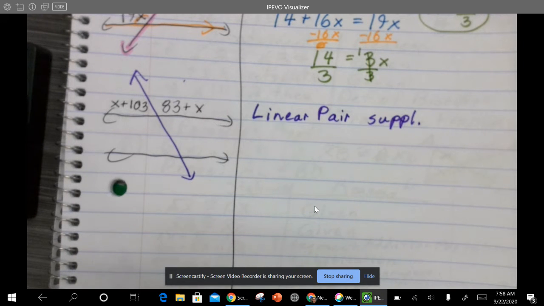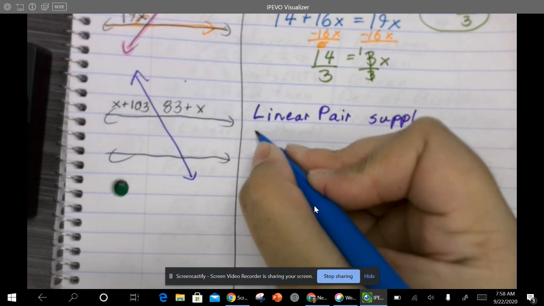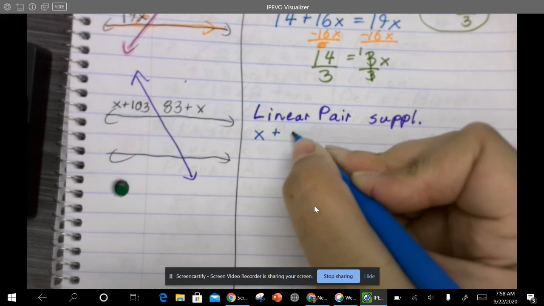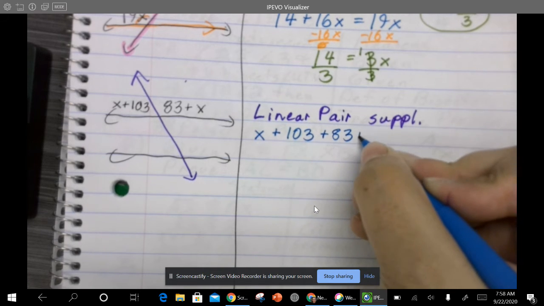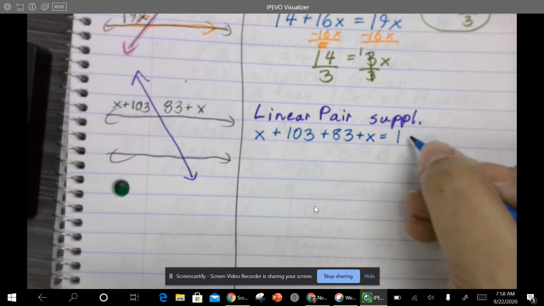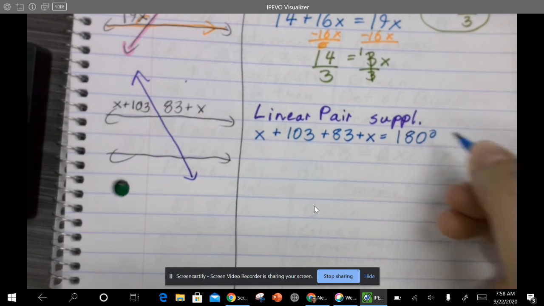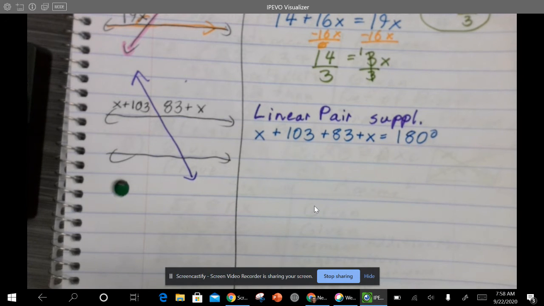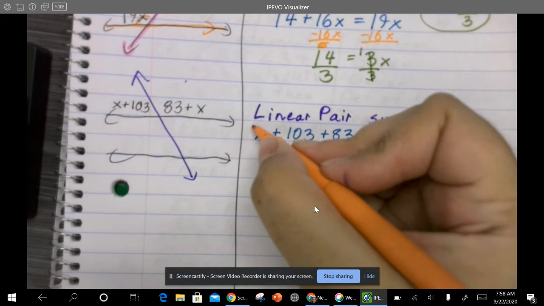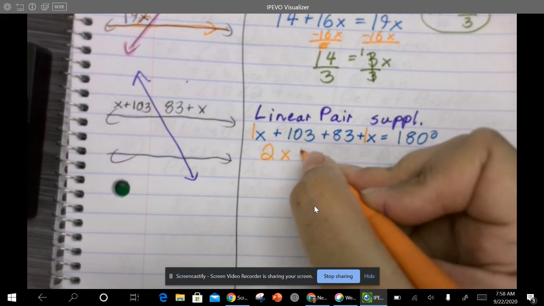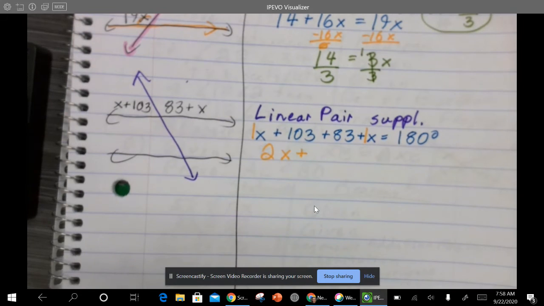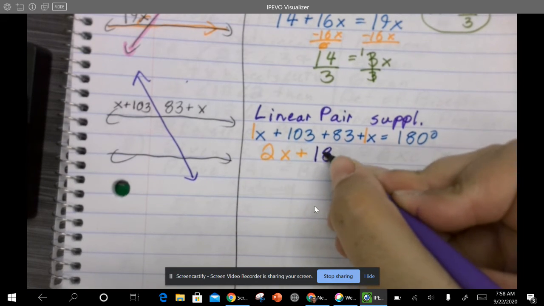If they're supplementary, that means we're going to set them equal to 180. So we're going to go x plus 103 plus 83 plus x is equal to 180. We're going to combine like terms. So we're going to add the x's together, everybody. Remember the x has an invisible 1 in front of it. So that means it's going to end up being 2x. We add the numbers. So 103 plus 83 is going to be 186.